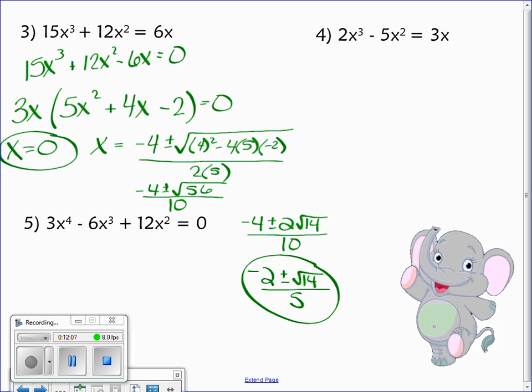1, 2, 3. Yeah, because I have negative 2 plus radical 14 over 5 and negative 2 minus radical 14 over 5. That's 2 answers. We're just lazy mathematicians writing it as 1.